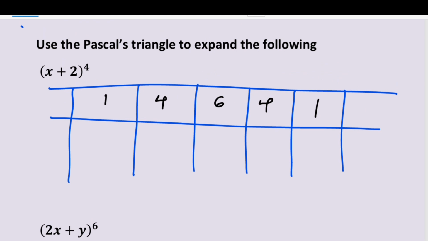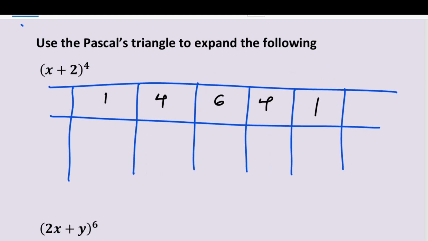So we're told to expand (x + 2)^4. We have two terms. The first term is x. For x, we start with the highest power, which is power 4, and then decrease the powers towards the end of this table. So we start with x raised to power 4, the next will be x raised to power 3, we are now decreasing the powers, x raised to power 2, x raised to power 1, and then finally x raised to power 0.